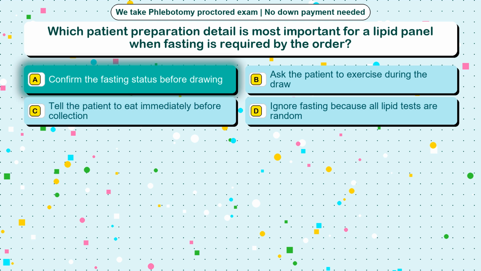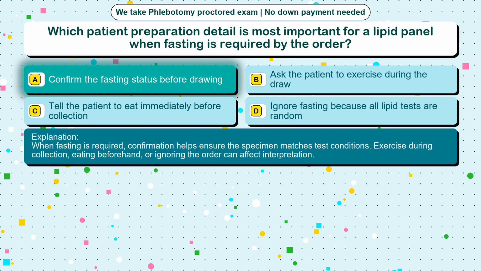The correct answer is option A, confirm the fasting status before drawing. When fasting is required, confirmation helps ensure the specimen matches test conditions. Exercise during collection, eating beforehand, or ignoring the order can affect interpretation.